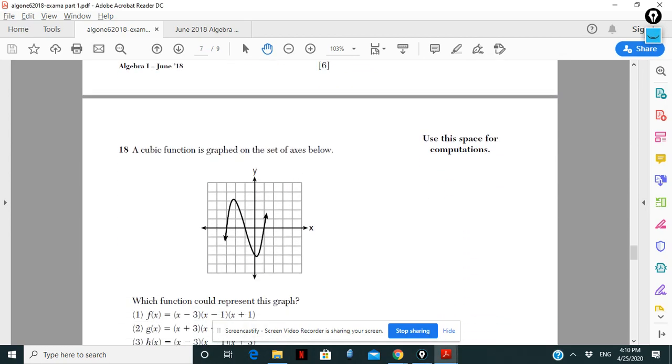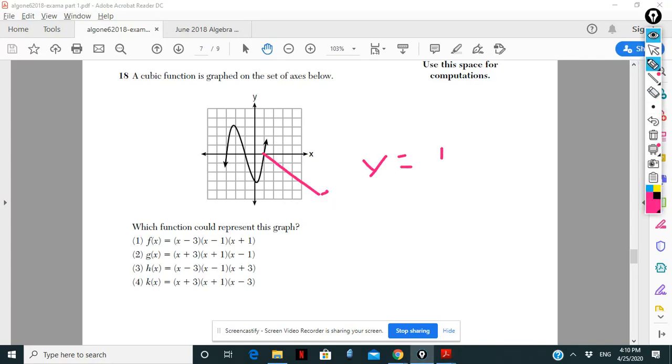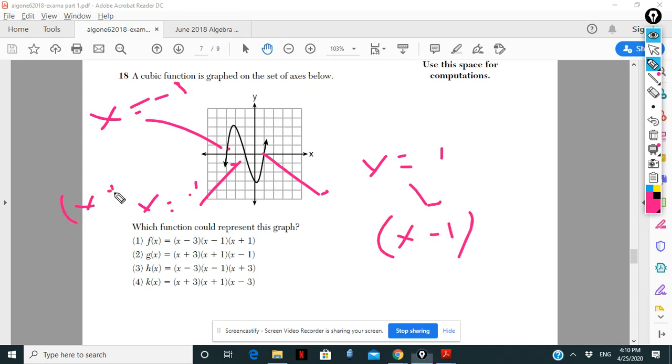Question number 18. We have a cubic function graph on the axis below. Which function represents that function? Here, x equals 1, x equals negative 1, x equals negative 3. Those are the zeros, so I make the factors x minus 1, x plus 1, x plus 3, and multiply them. So the answer is 2.